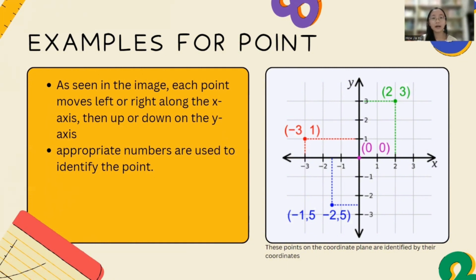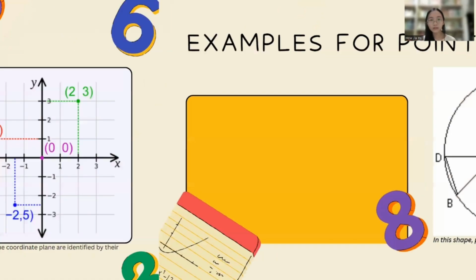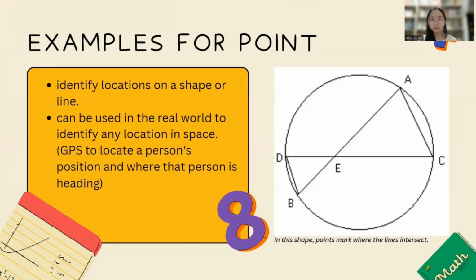The points can move left or right along the x-axis and up or down on the y-axis. For another example, points can be used to identify locations on a shape or line. As the picture shown below, in this shape, the points mark where the lines intersect, which is point E.